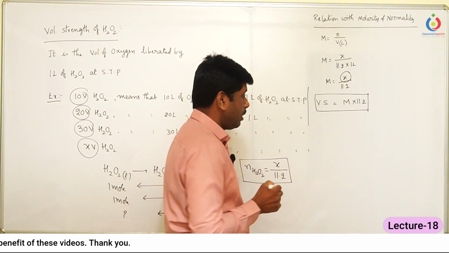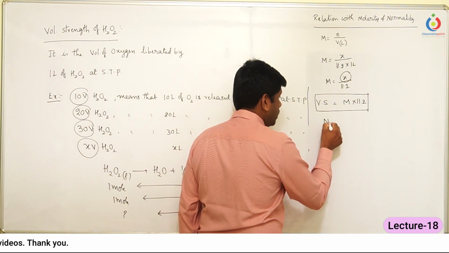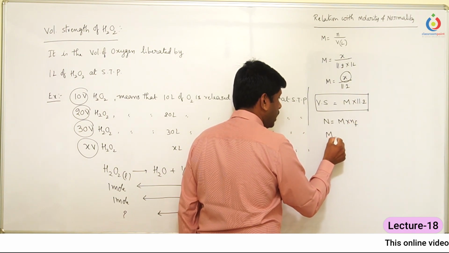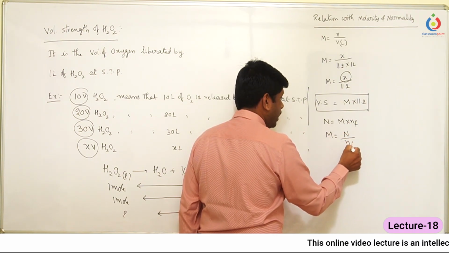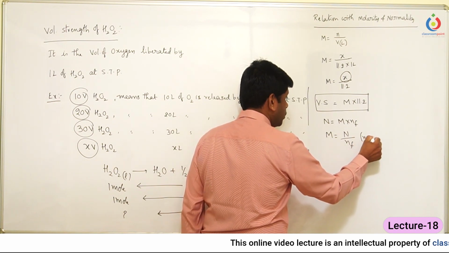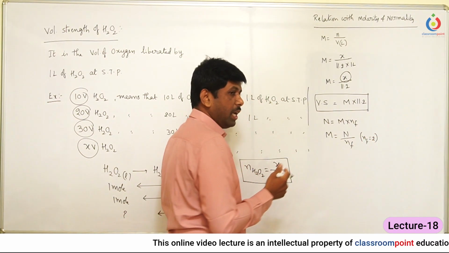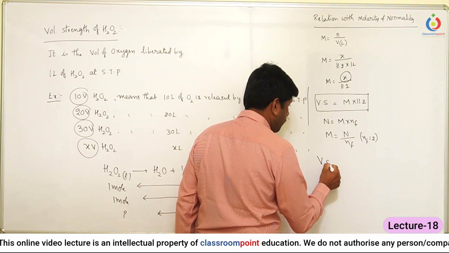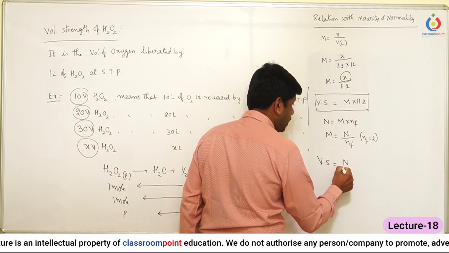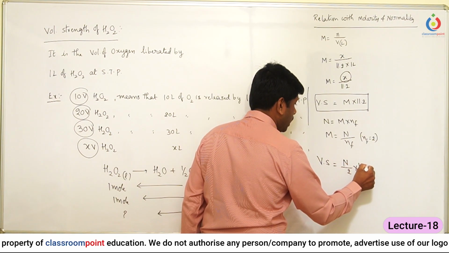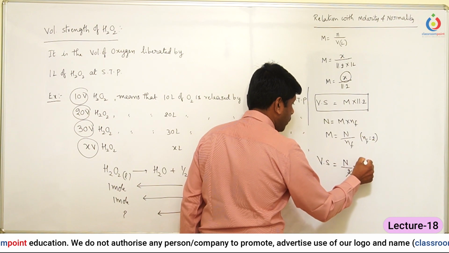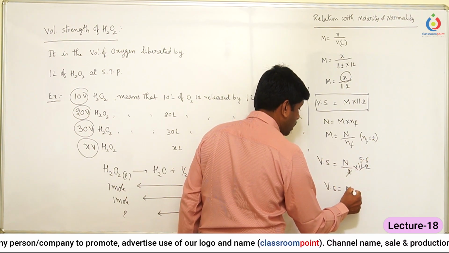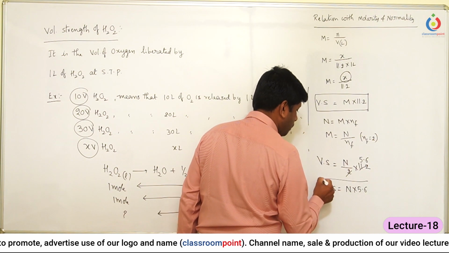We also know that normality equals molarity into n factor, and molarity equals normality divided by n factor. The n factor of H2O2 is equal to 2. So let us substitute these values. We get the volume strength of H2O2 equals normality divided by 2 into 11.2. It goes 5.6 times. That's why volume strength of H2O2 equals normality into 5.6.